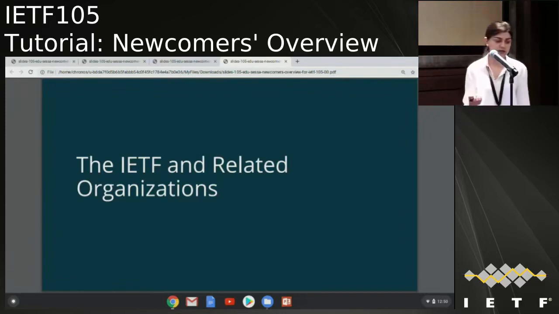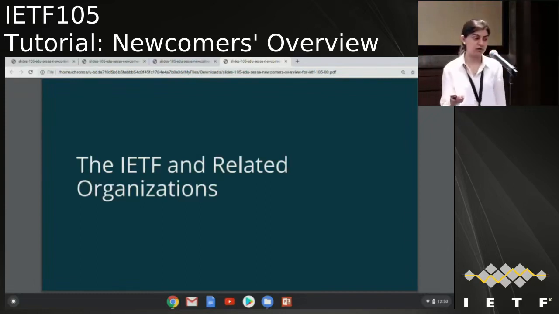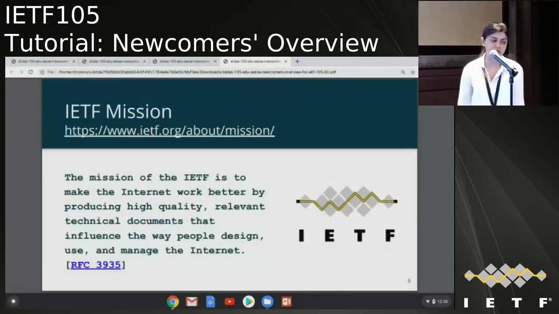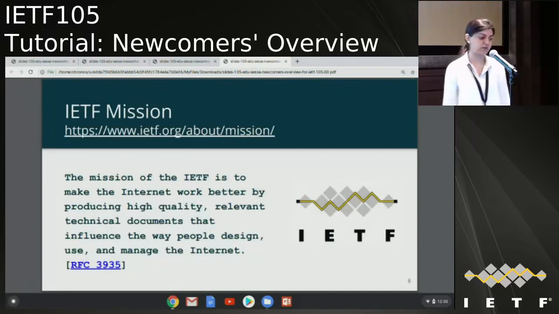Okay, so in this section now, I'm going to talk a little bit about what IETF is and its related organizations and processes. So first off, what is the mission of IETF? The mission of the IETF is to make the internet work better by producing high quality, relevant technical documents that influence the way people design, use, and manage the internet.